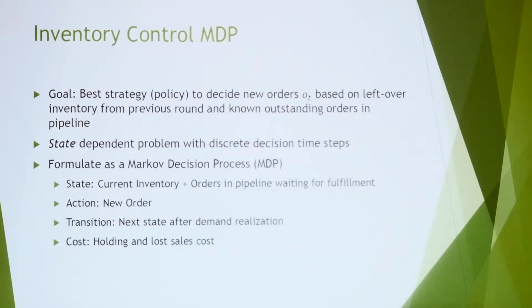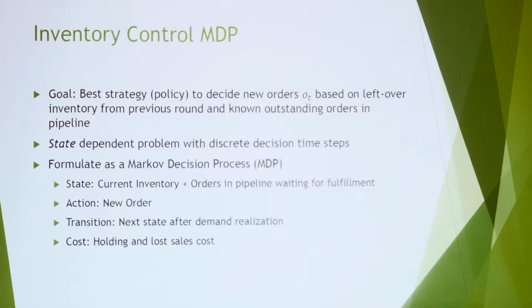So our goal is to determine the best strategy, or policy, to decide new orders based on the leftover inventory that you have from the previous round, coupled with the known outstanding orders that you have in the pipeline. We decided to formulate this as a Markov decision process because it is a state-dependent problem: the amount of demand that you observe, which is the random variable that we're trying to learn, is completely dependent on how much inventory you have currently, and the transition will also depend on the orders that you have coming in.